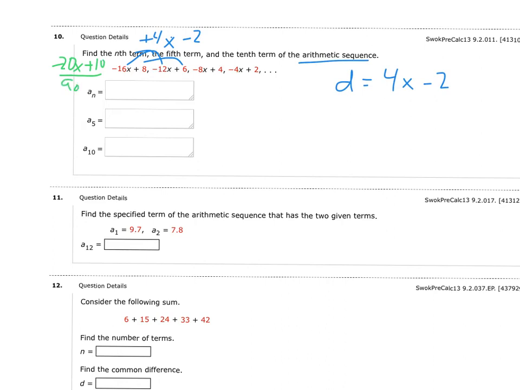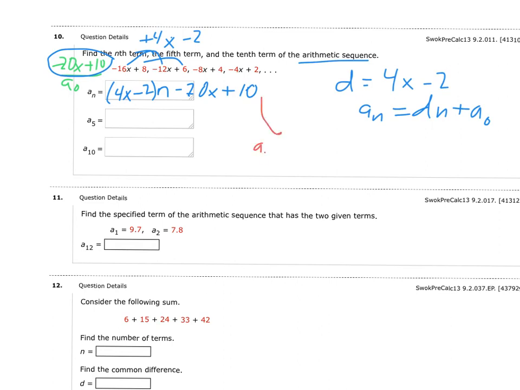So that's my a sub 0. And so when I want my a sub n formula here, I'm going to use my dn plus a sub 0. And so my common difference, since it's actually 4x minus 2, I'm going to put that in parentheses, and then multiply that by n, and then minus 20x plus 10 for my a sub 0 that I had back here. You could also write this with a distributed n in there, so 4xn minus 2n, that would also work either way. So now for a sub 5, I'm just going to take this formula and plug in 5 for n.